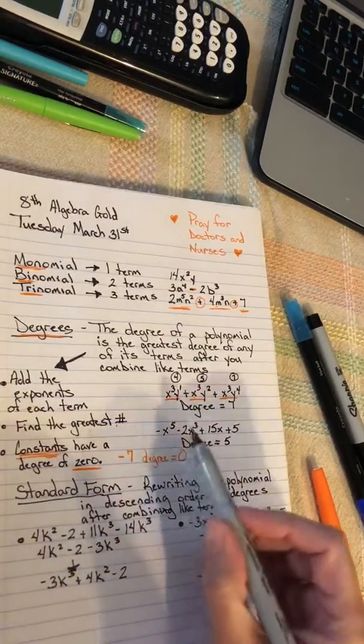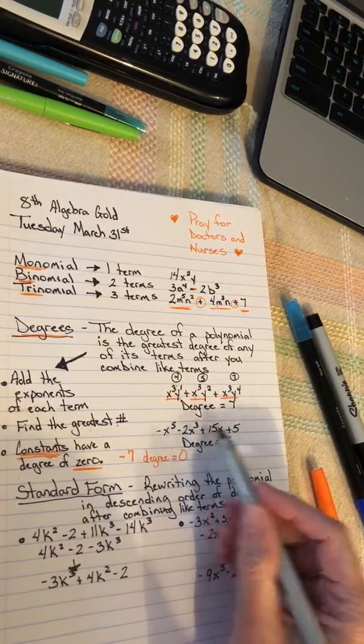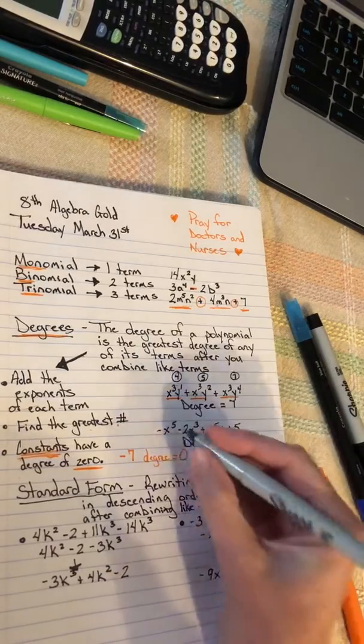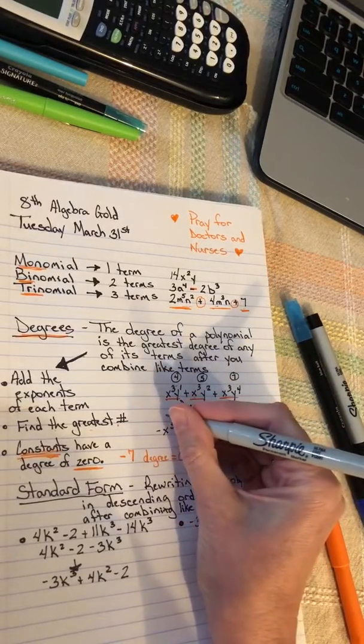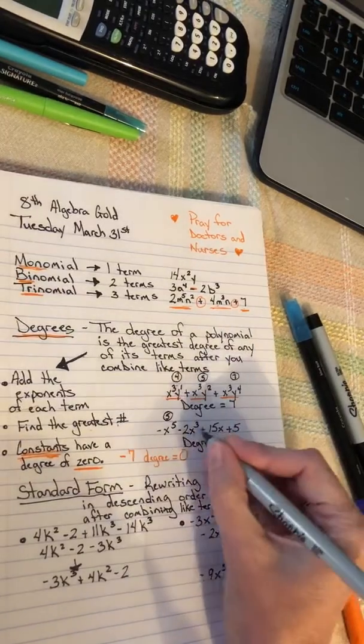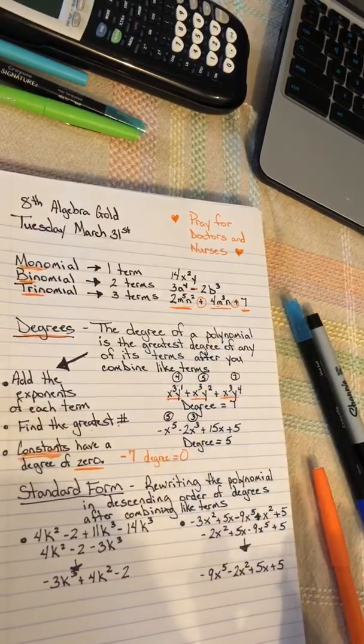The next one is -x to the 5th minus 2x to the 3rd plus 15x plus 5. In our first term, our exponent is 5. Our second term has an exponent of 3.